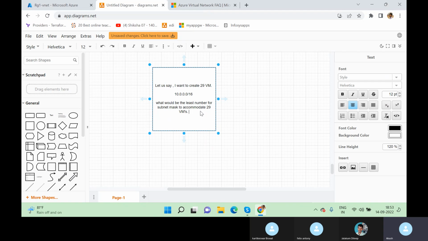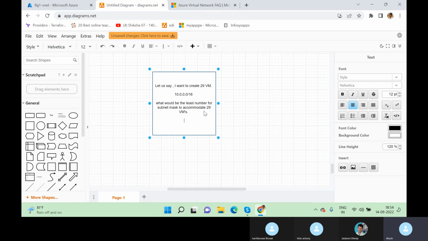So what would be the least number of the subnet mask? Subnet mask is basically this. What would be the least number in order to accommodate 29 VMs? Just let me know quickly.